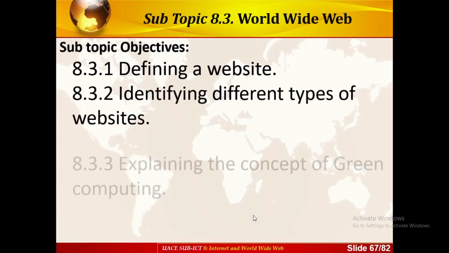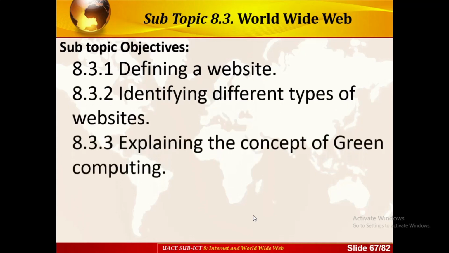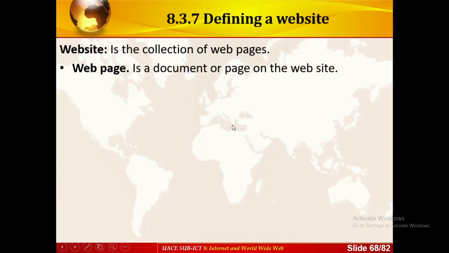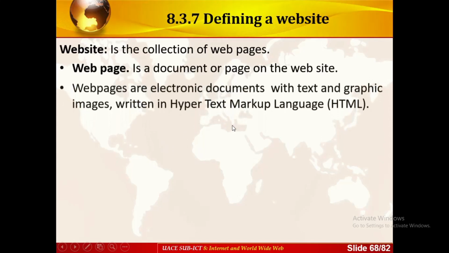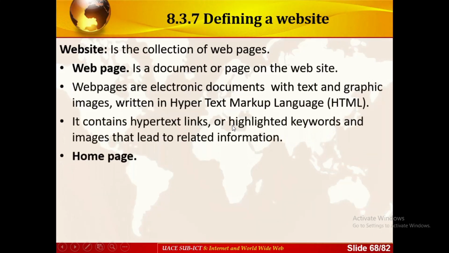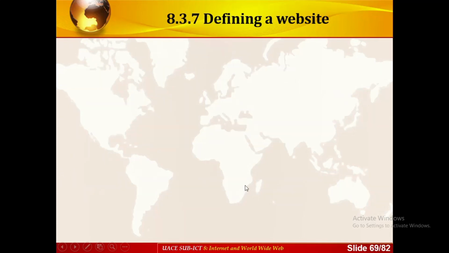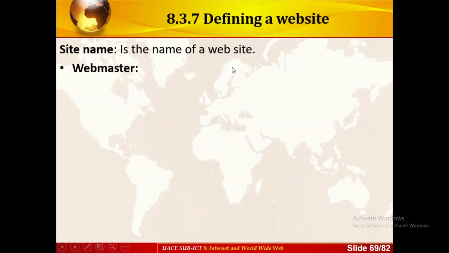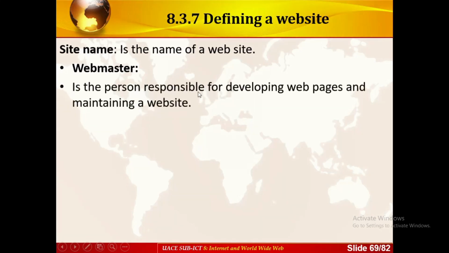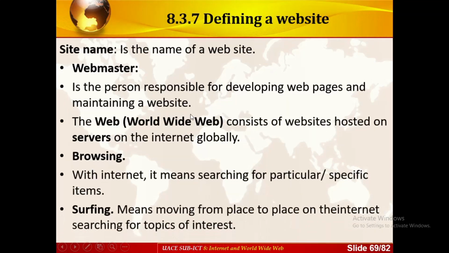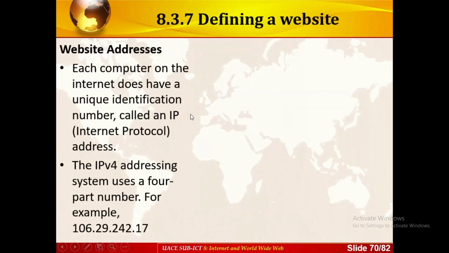We have websites here, different types of websites, and we explain the concept of green computing. Web pages are documents on the web. We have looked at them. Homepage is the first page of a website. Those people who are planning to create a website must name the website. There are also passwords for developing the web pages. So this is all about the internet.